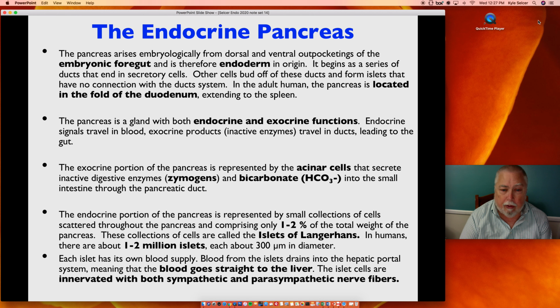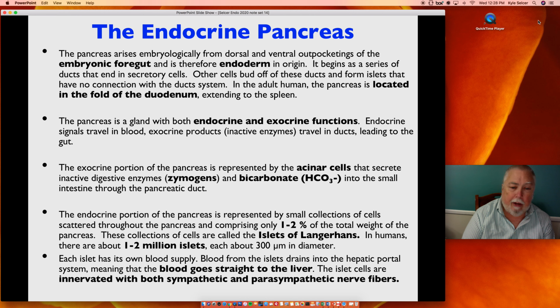These collections of cells are called islets of Langerhans, named after the person who discovered them. In humans, there are 1 to 2 million islets, each one around 300 microns in diameter. Each islet has its own blood supply, so they're truly endocrine. Blood goes straight from the islet and drains to the hepatic portal system. The hepatic portal system goes straight to the liver, so blood goes straight to the liver from the pancreatic islet. And the major effects of the hormones from the pancreas are going to be on the liver and ultimately the rest of the body, but starting at the liver.